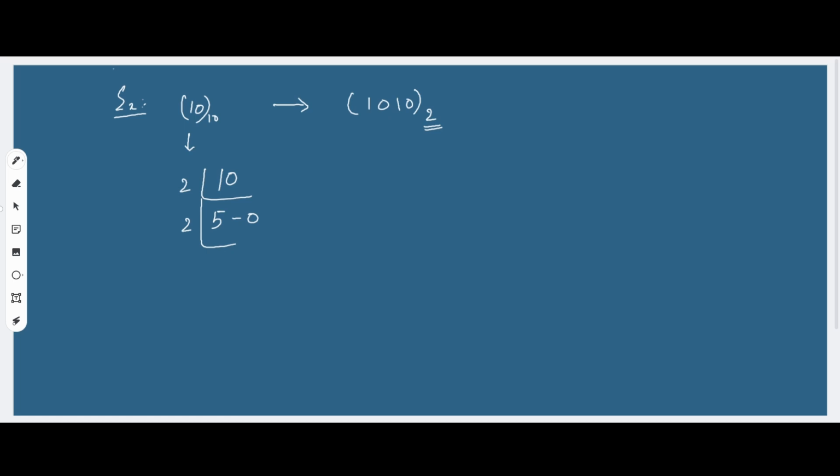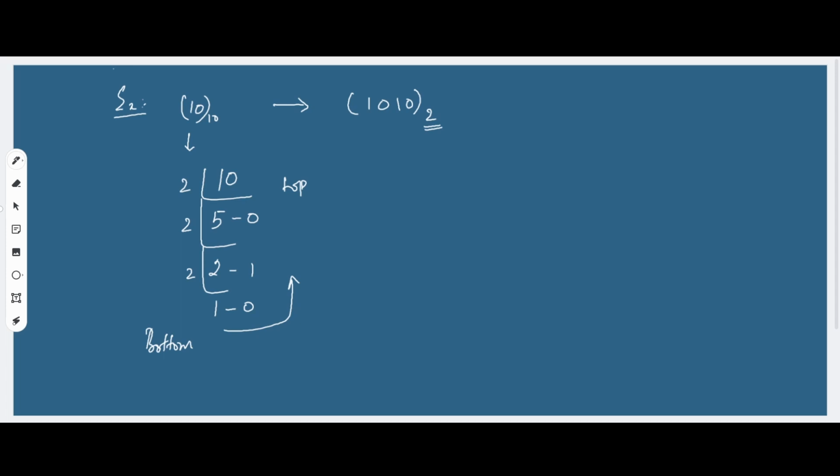Again, if you divide 5 by 2, obviously 2 times we can do, and we will get the remainder as 1. Again, if you divide it by 2, you will get 1 and the remainder as 0. Okay, now we have to go with the bottom to top approach to get the value.